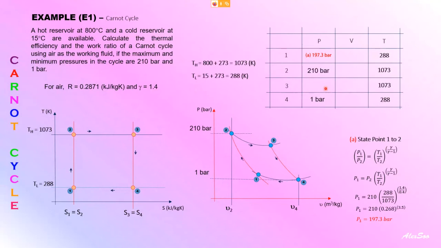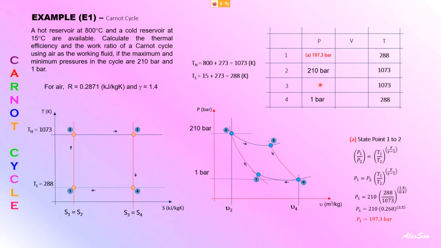Then state points 3 to 4. Why am I referring to 3 and 4? Because there are two unknowns here. To find the pressure, I can use the relationship of the 3 to 4 process, which is another isentropic process. These formulas you cannot use for 2 to 3 and 4 to 1, because both are isothermal. These formulas are only restricted to isentropic processes.